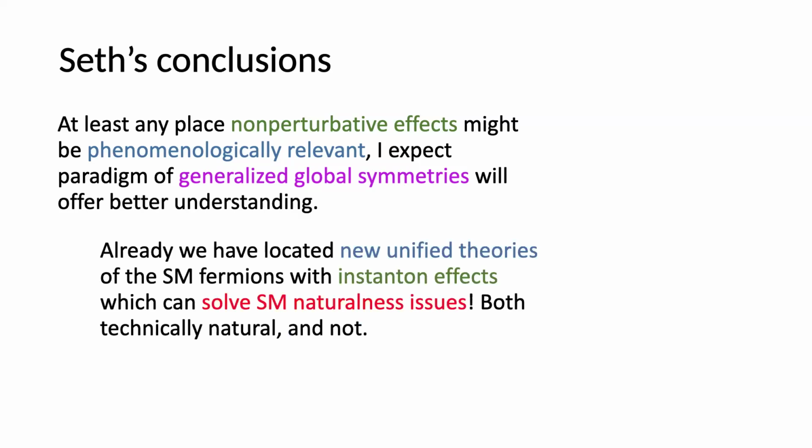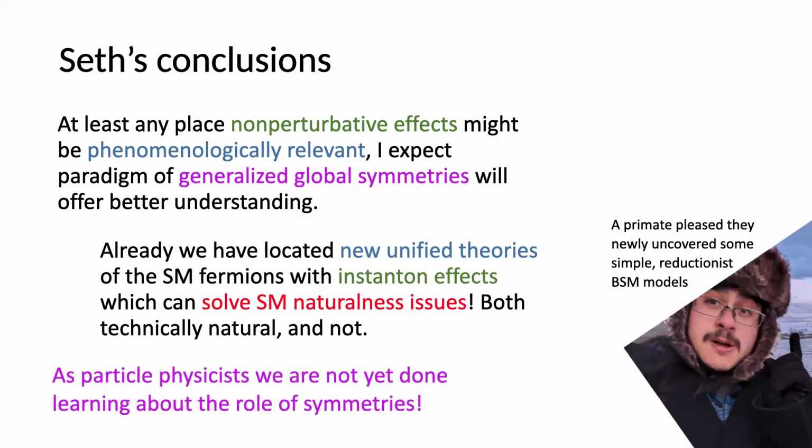I'm quite amazed that already with quite simple uses thereof, I've located some new unified theories where instanton effects only with the standard model fermions can possibly solve some standard model naturalness issues. And I think this means that as particle physicists, we are not yet done learning about the role of symmetries in our theories, and I look forward to doing so further.